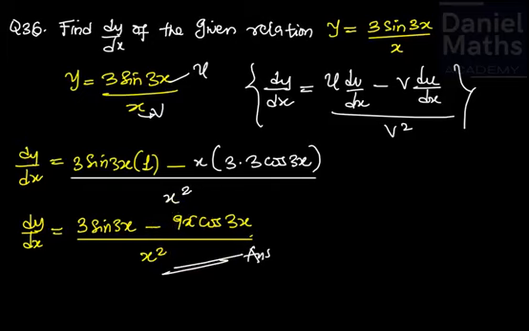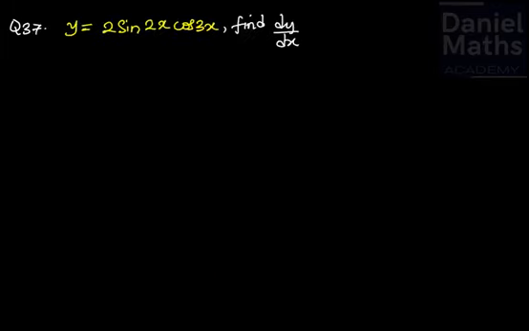Let's look at the next question as we continue in the series of this lesson. All right, so for this question, we're just going to apply the same principle. So let's look at this. I'm going to refer to this as u, and I'm going to refer to this as v. We're going to apply the product rule to solve this question. So now let's begin.